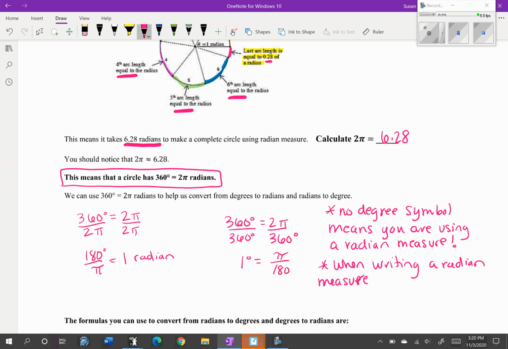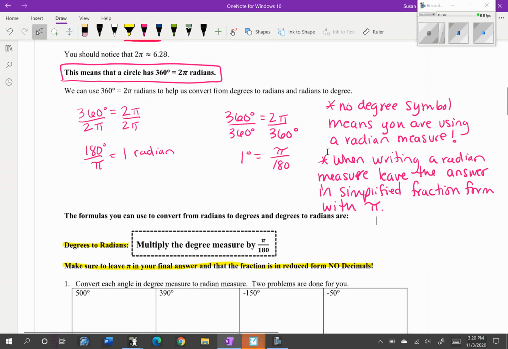you want to leave the answer in simplified fraction form with pi. So we don't write the decimal when we're writing a radian measure. We're always going to leave our answers in terms of the lowest fraction with pi in it, which we'll look at in just a minute.